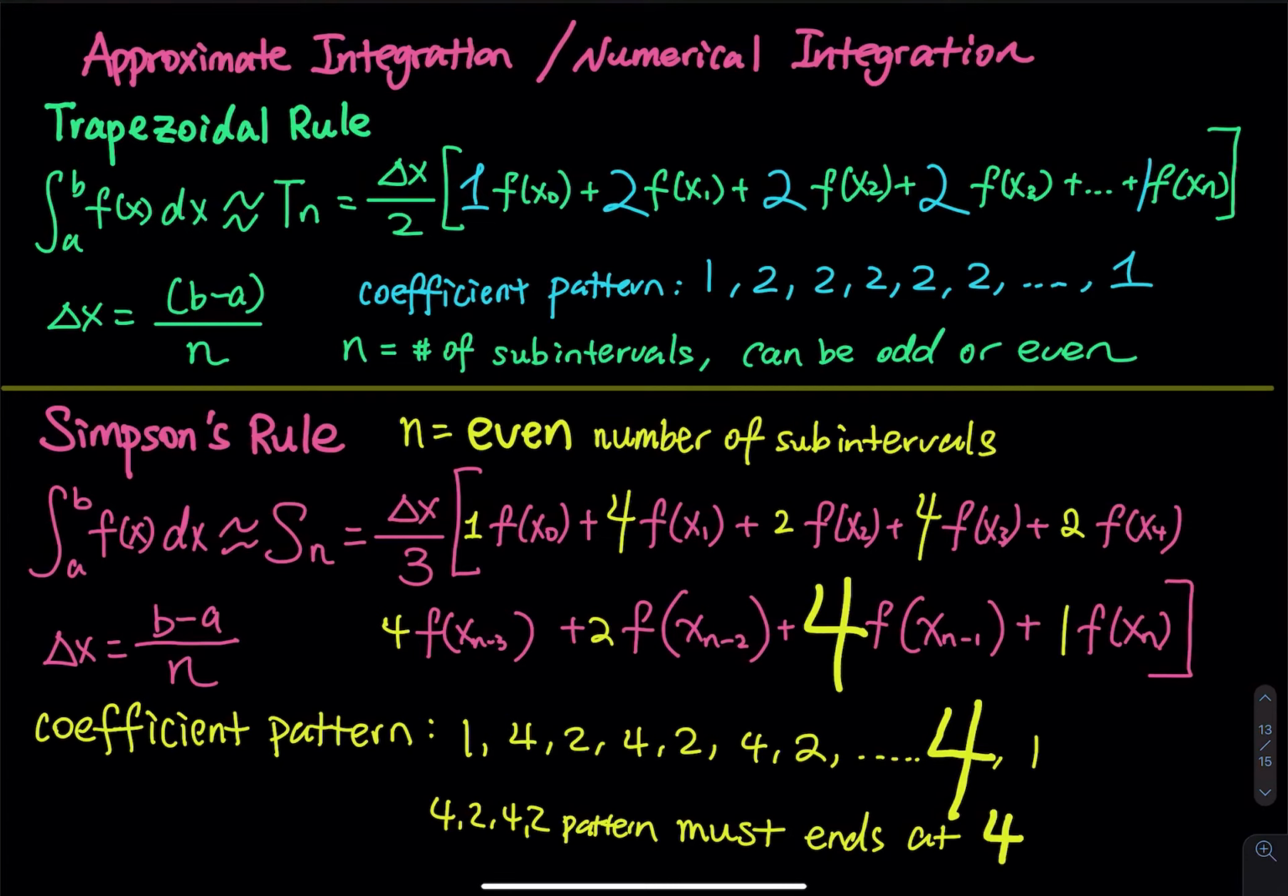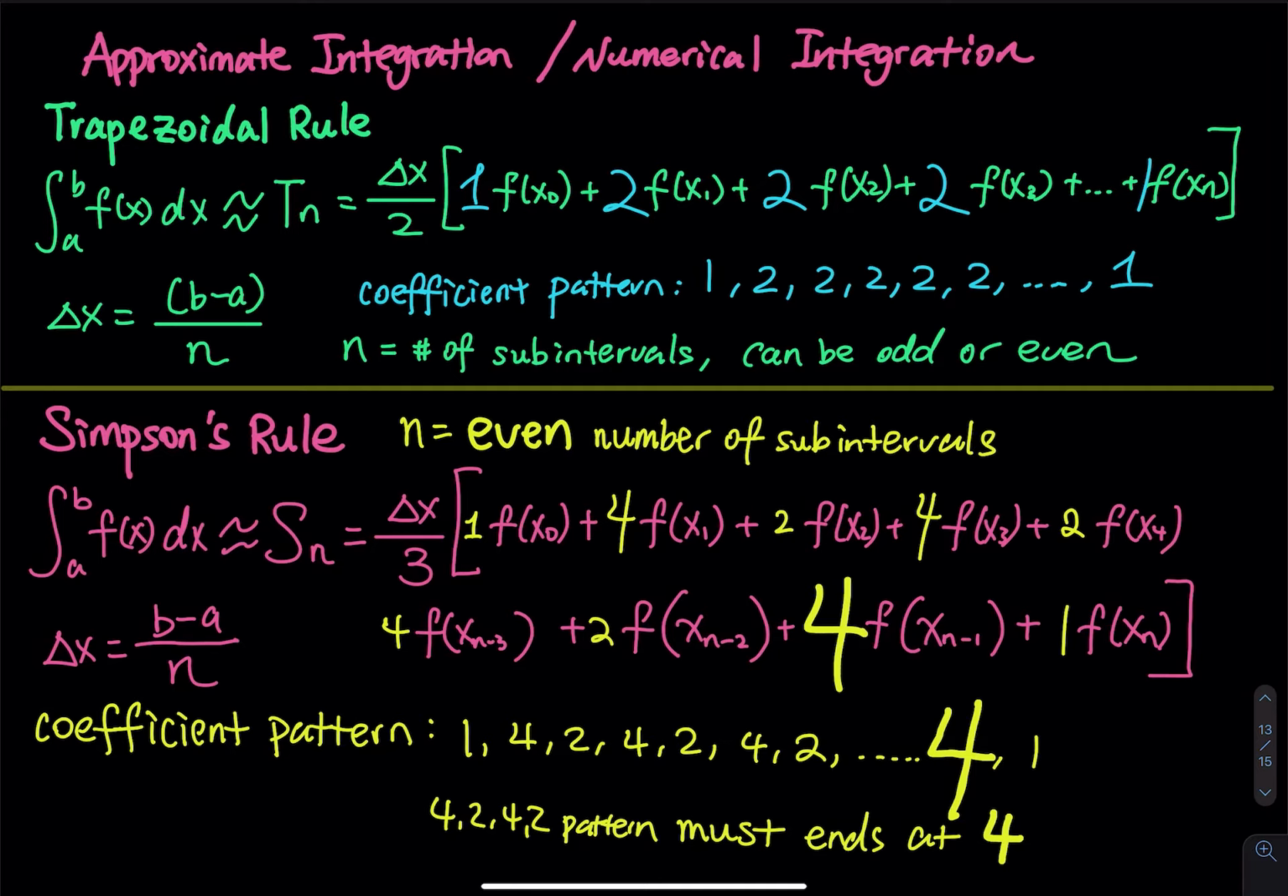In this video, I would like to talk about Simpson's rule, and then I will make a comparison between Simpson's rule and the trapezoidal rule. The trapezoidal rule came from the Riemann sum, the left sum and the right sum. The trapezoidal rule is the average of the left sum and the right sum. So you take the left sum plus the right sum, divided by 2.